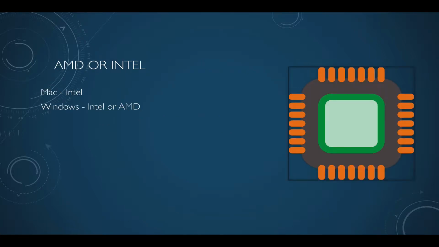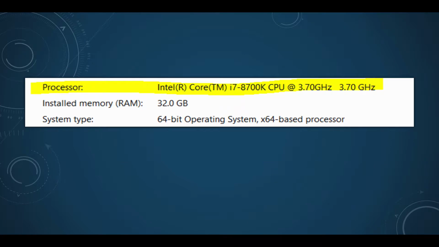So now it's time to run our Android app on a virtual device. But first, we need to determine whether we have an AMD or Intel CPU. If you have a Mac, then you have an Intel CPU or processor. And if you have a Windows machine, then you either have an Intel or AMD processor. So on Windows, just go to the control panel and then go to the system. There you will find whether you have an Intel or AMD processor. As you can see, my processor type is Intel.